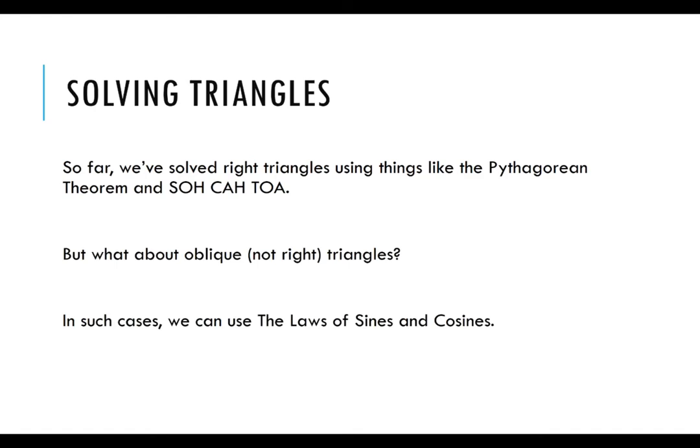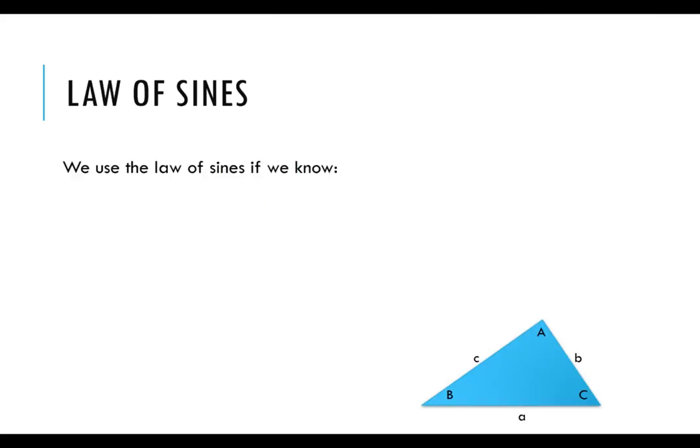In general, if we're solving triangles that are not right triangles, we're either going to use the law of sines or the law of cosines. And so this section covers the law of sines. When do we know to use the law of sines?